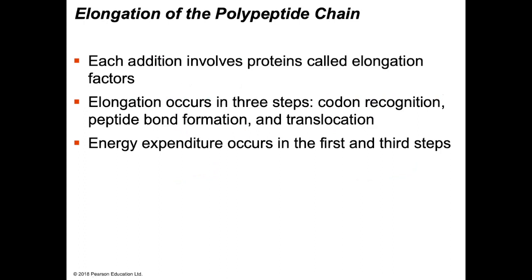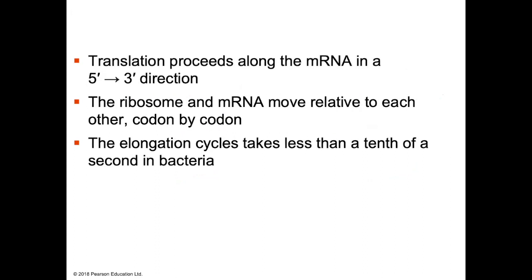In the elongation of the polypeptide chain, each addition involves proteins called elongation factors. So there are three steps in elongation: the codon recognition, peptide bond formation, and translocation. Energy expenditure occurs in the first and third steps. During translation, it proceeds again in the 5' to 3' direction, and the ribosome and mRNA move relative to each other, codon by codon.